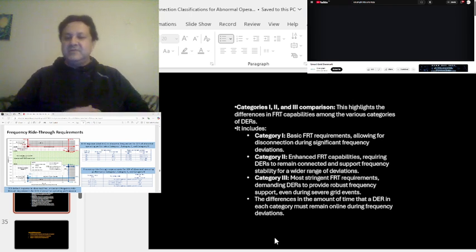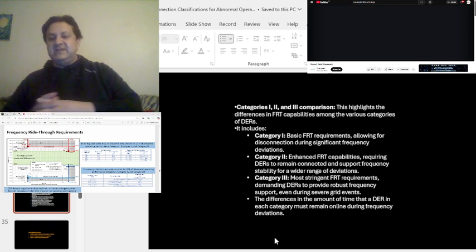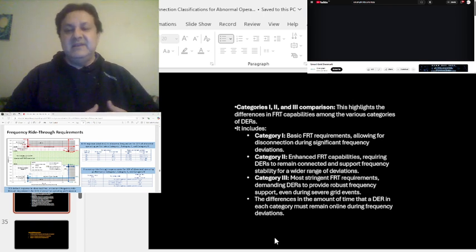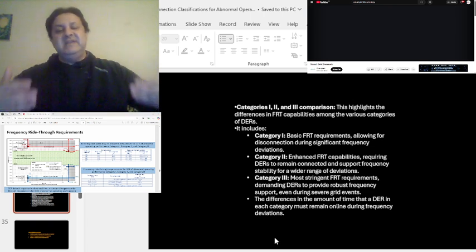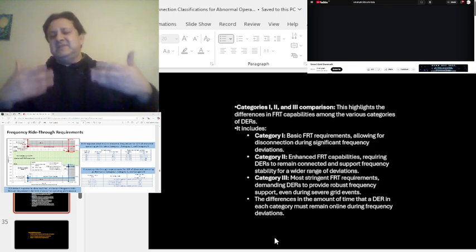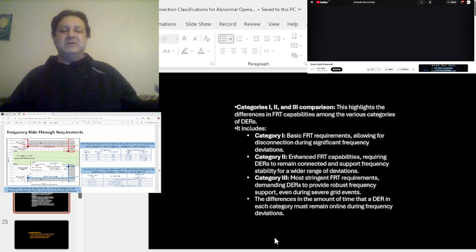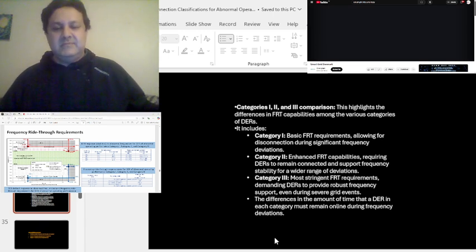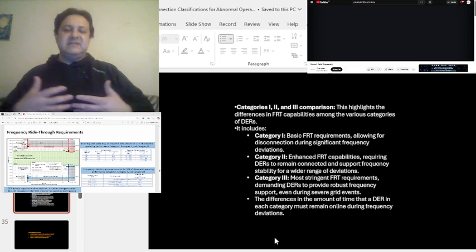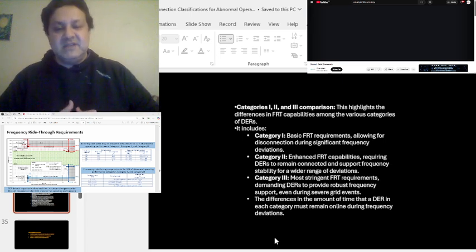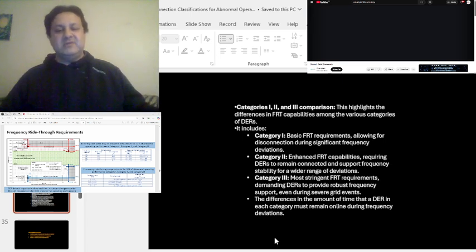Let's move on to number two. Enhanced FRT capabilities require DRs to remain connected and support frequency stability for a wider range of deviation. Let's say, I'm just giving an example, the deviation is from 10 to 20 hertz. Let's assume this is the middle level. I'm not sure yet, but I'm just giving you an example. If it is within 10 to 20, okay, this is category 2.